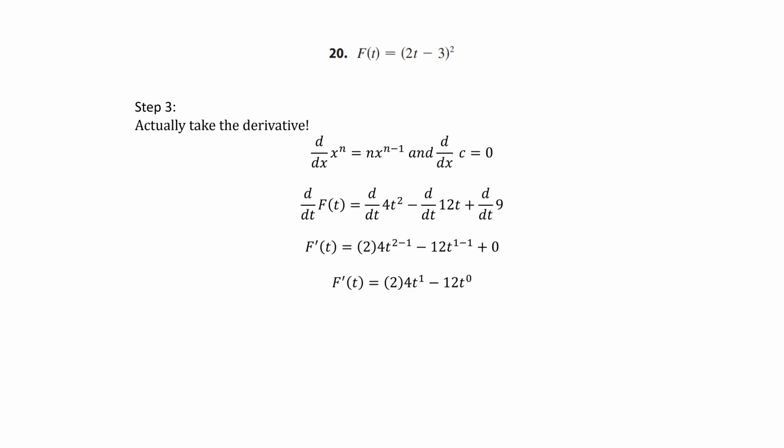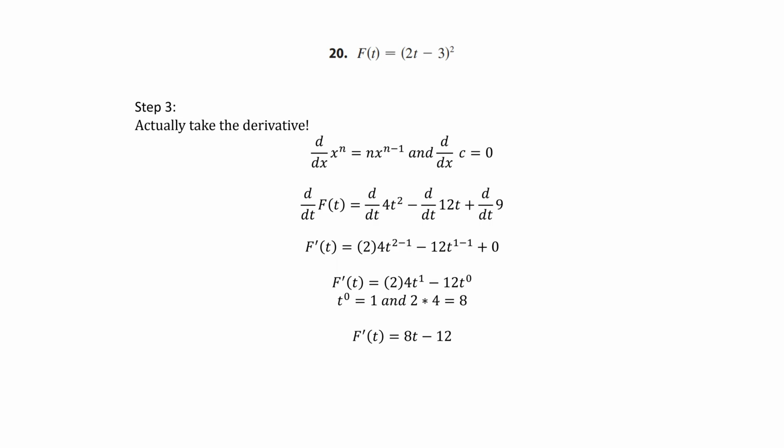When we do the next step, 2 minus 1 is equal to 1, so you can just write it as 2 times 4t to the 1. And of course 1 minus 1 is 0, so we can write 12t to the 0. The important thing to remember is that t to the 0 is not 0, it's 1. That's sometimes a mistake people make when they're first learning this. And also remember that 2 times 4 is of course equal to 8.